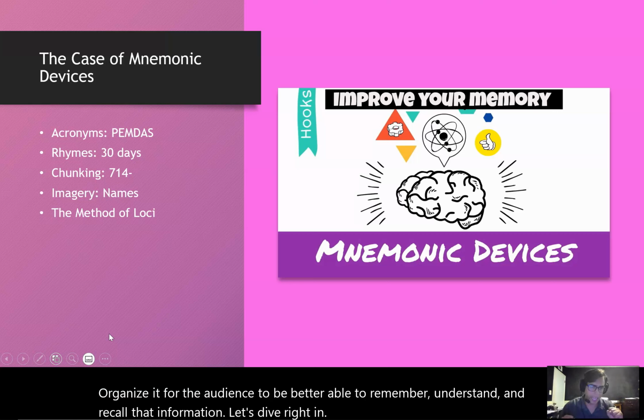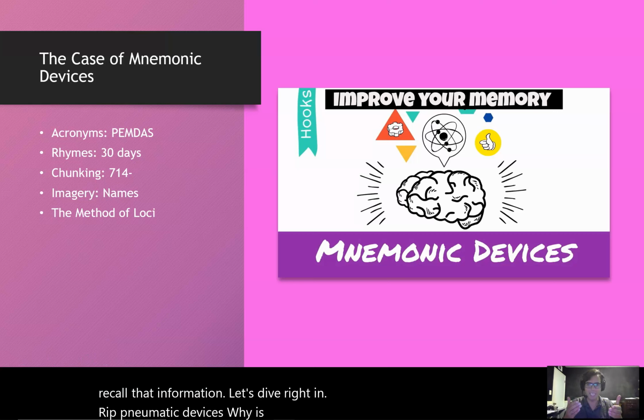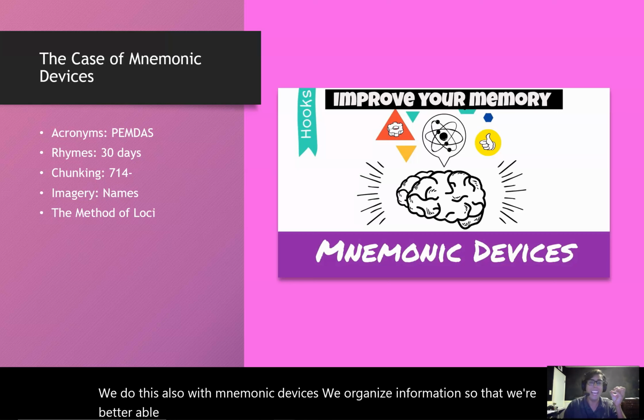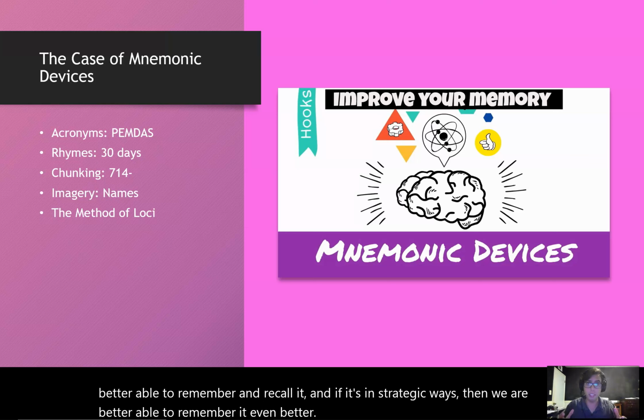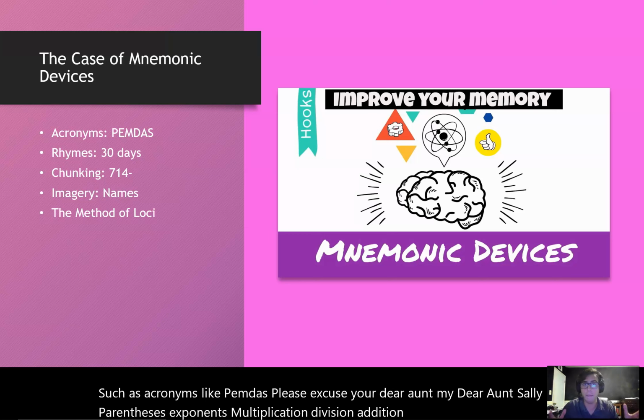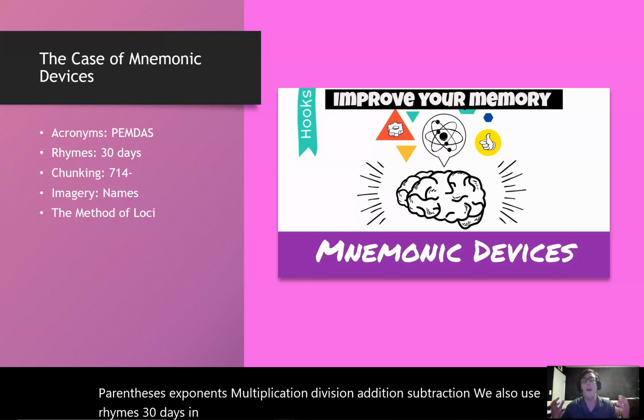With mnemonic devices. Why is it that we organize this information? Well, we do this also with mnemonic devices. We organize information so that we're better able to remember and recall it. And if it's in strategic ways, then we are better able to remember it even better, such as acronyms like PEMDAS. Please excuse my dear Aunt Sally: parentheses, exponents, multiplication, division, addition, subtraction. We also use rhymes: 30 days in September, April, June, and November. All the rest have 31 except for February, which is 28.